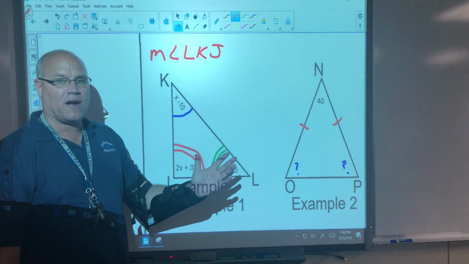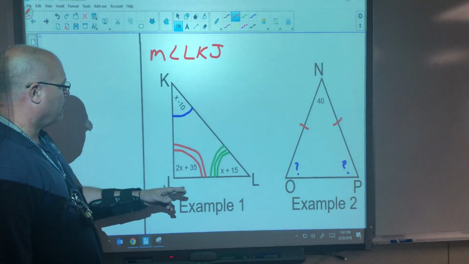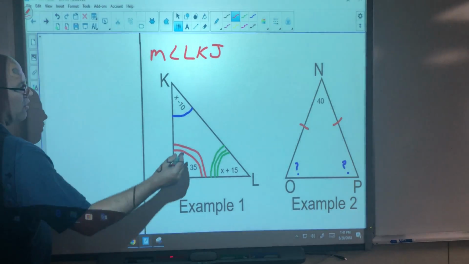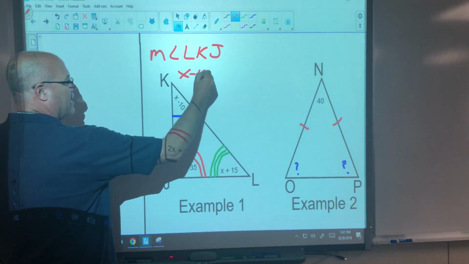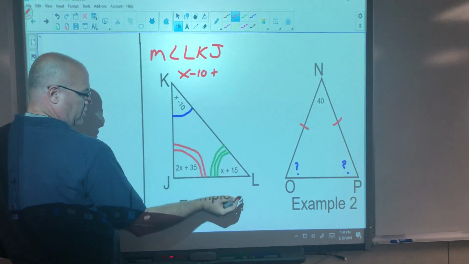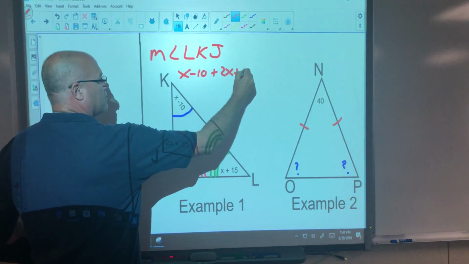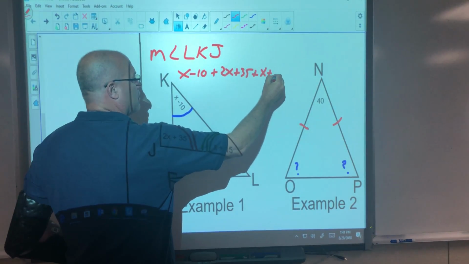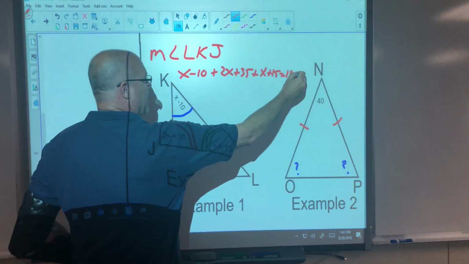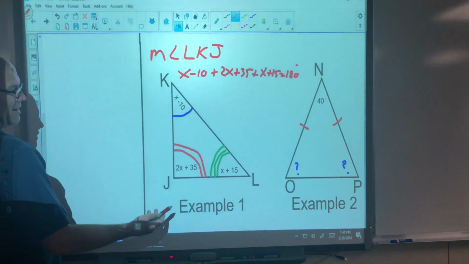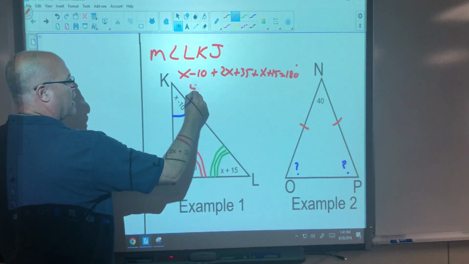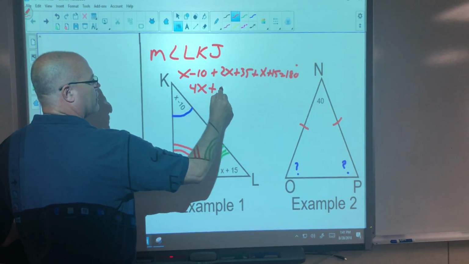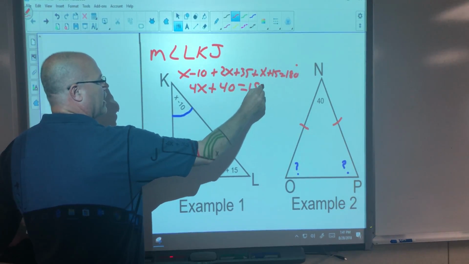All right, in order to do that, we have to figure out x first. So we can set up our equation by adding the three angles and setting them equal to 180 degrees. So we're going to have x minus 10 plus 2x plus 35 plus x plus 15 equals 180 degrees. All right, combine like terms. I have 4x plus 35, 40, 50, 40. 4x plus 40 equals 180.